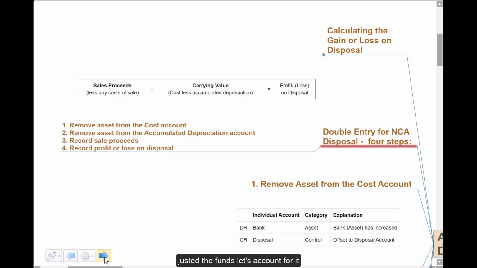Let's account for it. Well, first things first, we must remove the asset from the cost account. That asset is sitting as a motor vehicle, let's say, in NCA. It must be removed because it's just been driven off from our premises by the individual who bought the car. Outside of that, if the asset is gone, then the accumulated depreciation must be reversed out, must be removed, because we can't leave accumulated depreciation for an asset that doesn't exist in our business in the accounts. More of that in a moment.